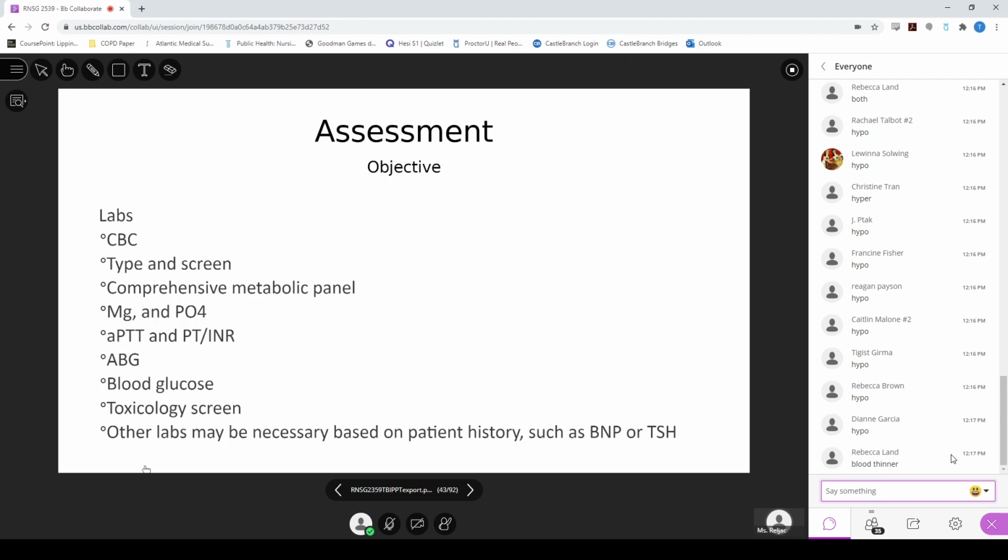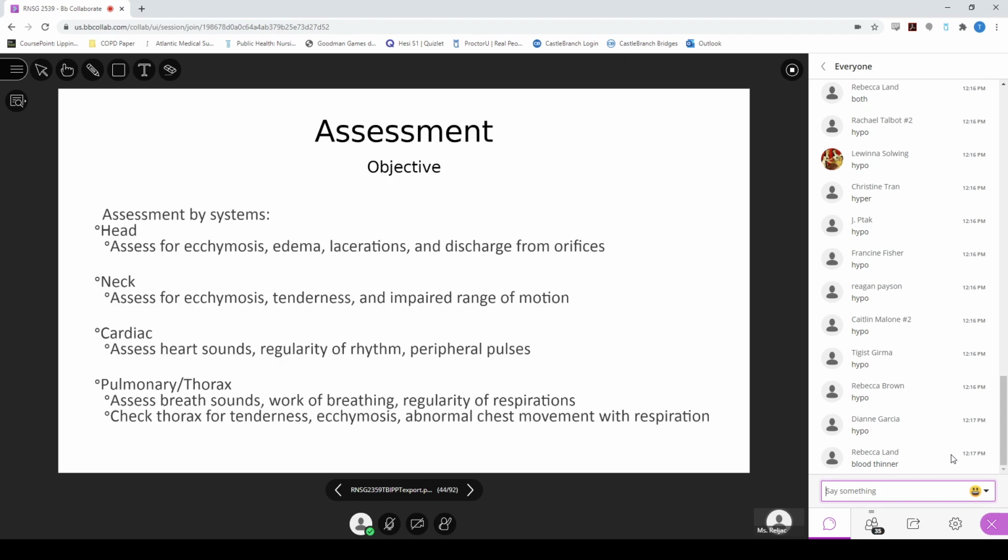Okay. And then the other labs that you'll need depend on what's going on with the patient. You can need a BNP, a TSH, all of those. Again, those will depend on the patient. Now you go into assessing the systems, and for the head, you're going to assess for ecchymosis, for edema, lacerations, discharge from the orifice, which we talked about. What would discharge from the orifices possibly be a concern for? Good, CSF. And what are two signs of that basilar skull fracture that we talked about earlier?